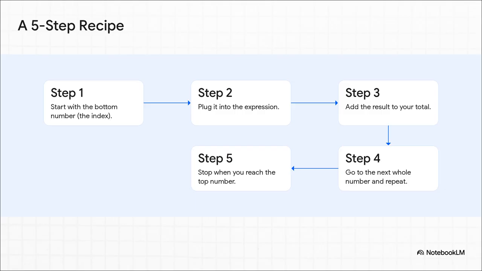So actually reading one is like following a simple recipe. You start with the bottom number, plug it into the expression, and add that to your total. Then you go to the next whole number and you do it all over again. You just keep repeating that loop until you finally hit the number at the top. It's a step-by-step process that makes it so perfect for computers and so fundamental to things like calculus.